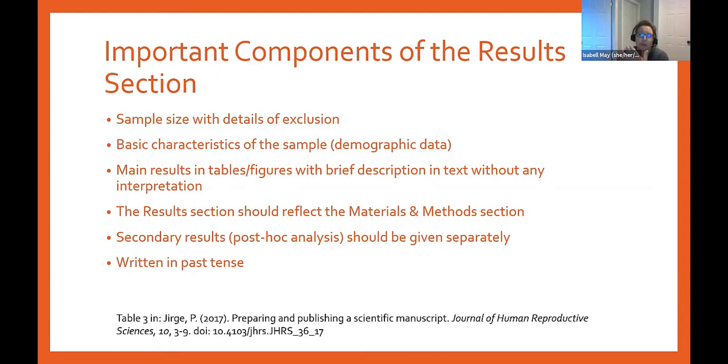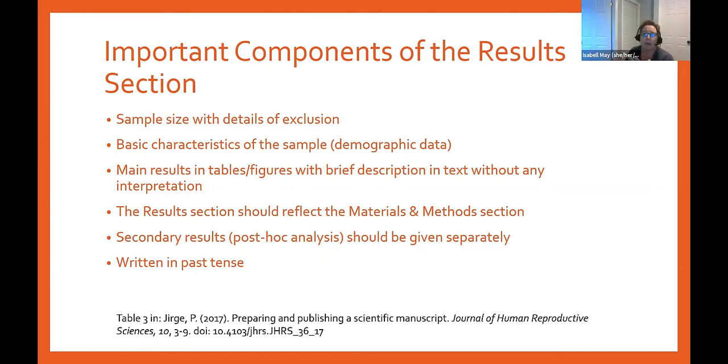But I wanted to include it because it does a nice job summarizing some of the most important components of the results section that really, some of them apply across the board. And it's a great resource to go to. So the DOI is down there. If you Google it, I think it's an open access text. If it's not, let me know. I'll make the PDF available on Moodle.